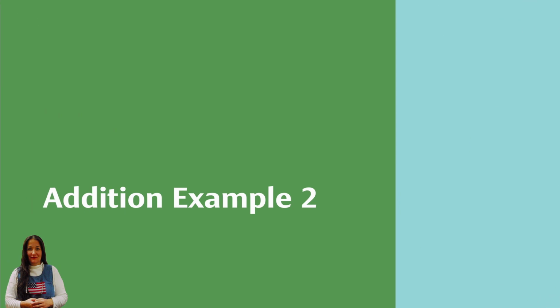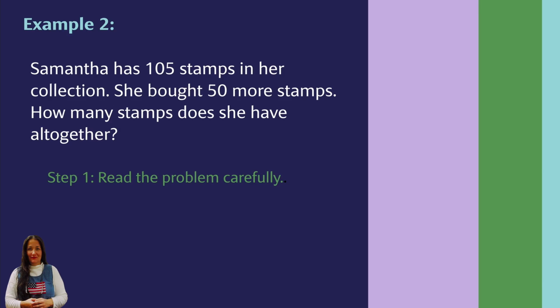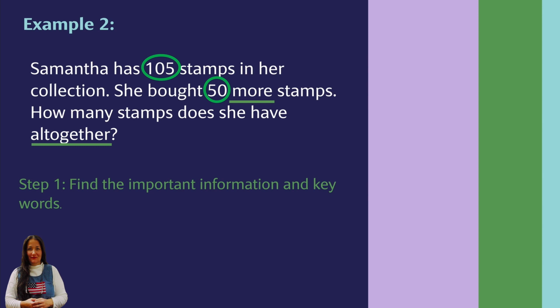Addition example 2. Read the problem carefully. Samantha has 105 stamps in her collection. She bought 50 more stamps. How many stamps does she have altogether? Step 1. Find the important information and key words.